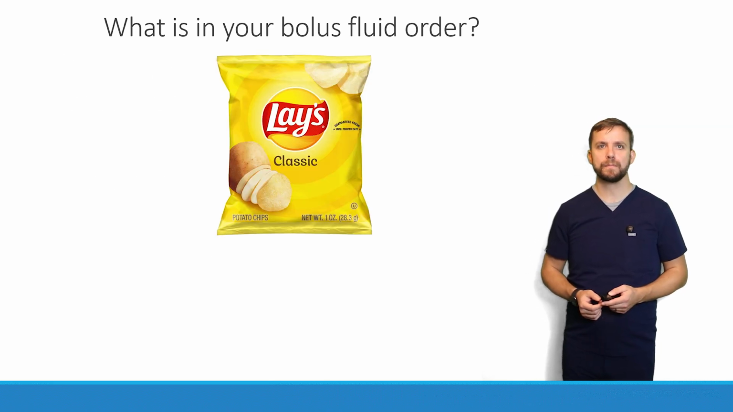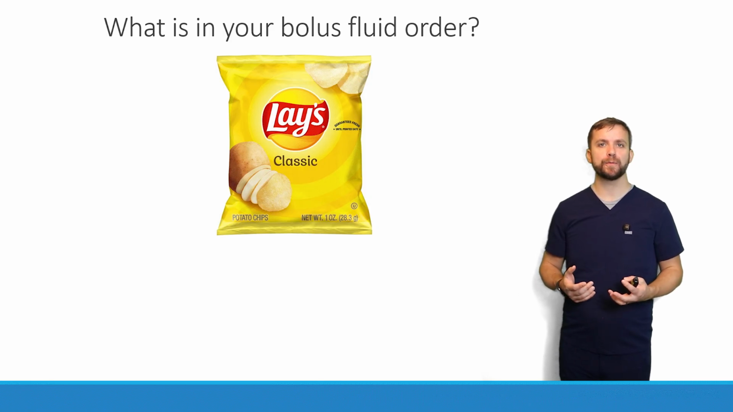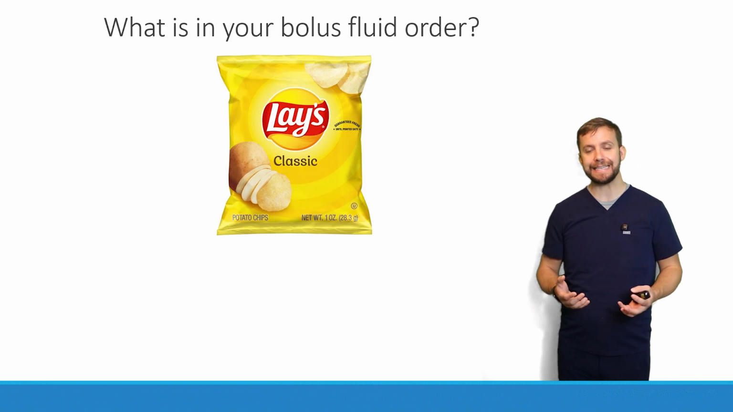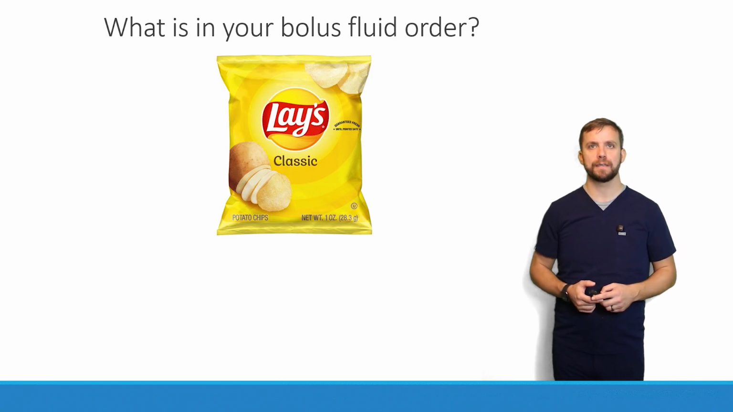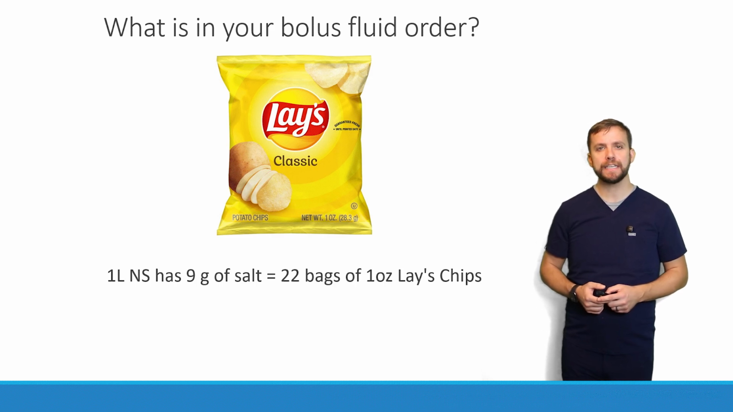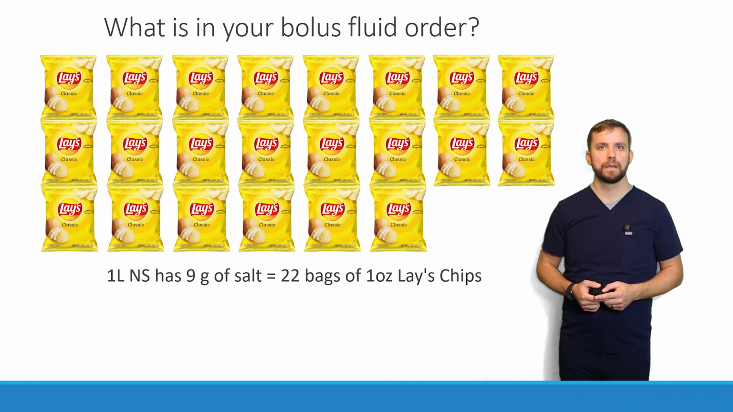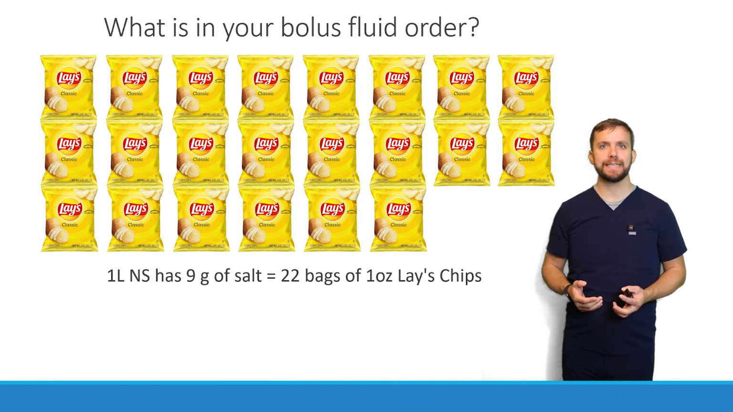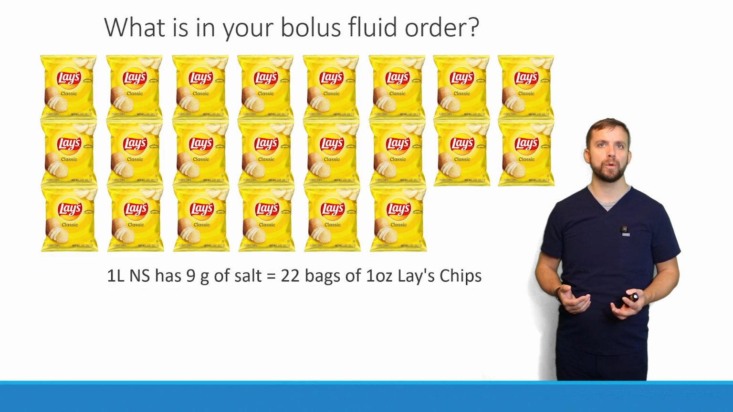So how many Lay's potato chip bags, the 1 ounce Lay's potato chip bags, do you think you would have to eat to equal the amount of salt in 1 liter of normal saline? It ends up being about 22 bags of 1 ounce Lay's chips. So that's how many you would have to eat in order to get the same sodium content you get from a 1 liter fluid bolus.